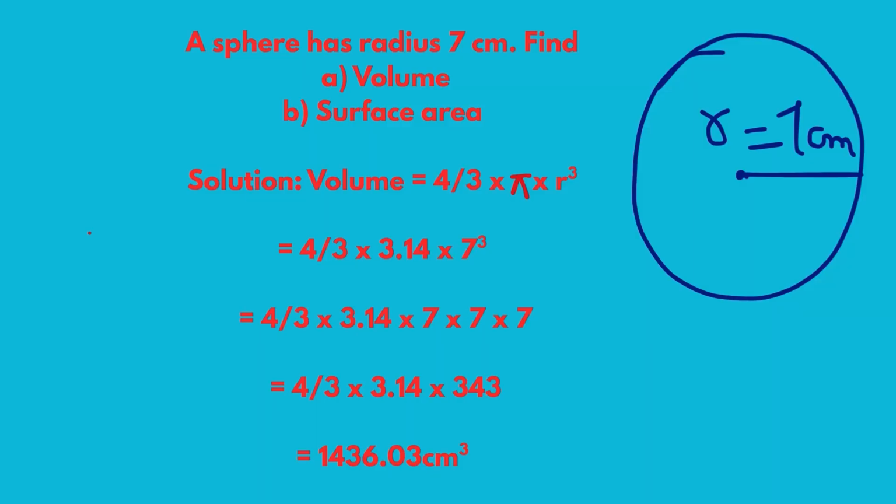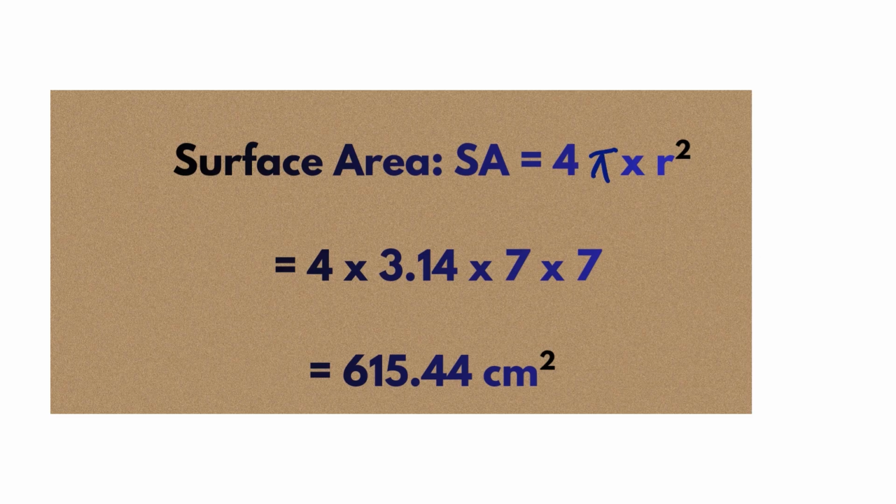We have a next problem with radius 7 centimeter. We have to find the volume and surface area. We know the formula for volume of a sphere, 4 by 3 pi r cube. Also the surface area we know, 4 pi r square. Just put the values in these formulas and try to find out by yourself. Surface area of a sphere is 314 centimeter square.